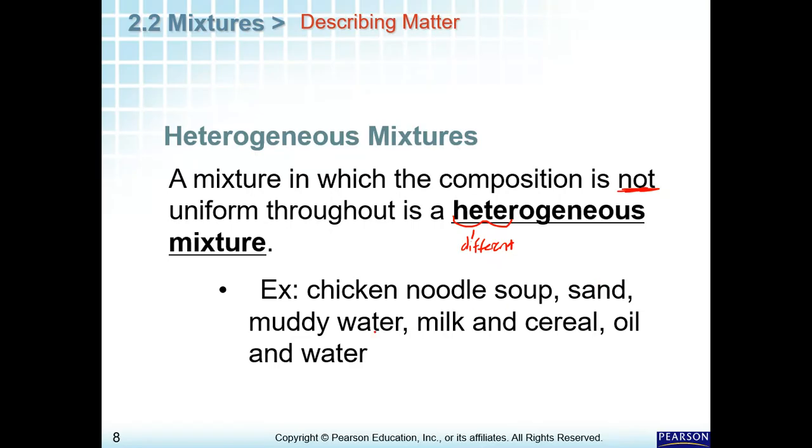Muddy water, you can tell the difference between water and the mud. Oil and water, it separates. You can tell the difference between oil and water when you try to mix them together.